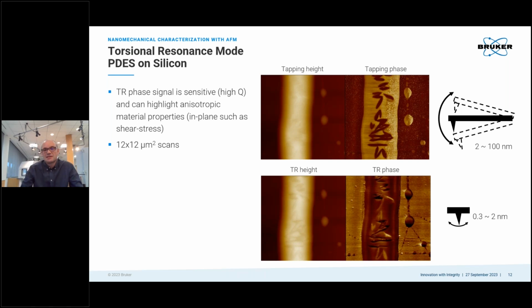The phase in this case is a little bit different, though, in that as the tip is moving laterally, it becomes sensitive also to anisotropic effects in the sample. In this particular example, we can see that, whereas the domains, if I call them that, in the tapping mode phase image have a uniform phase signal, they do take two different levels in the torsional resonance related to the orientation of the specific domains.